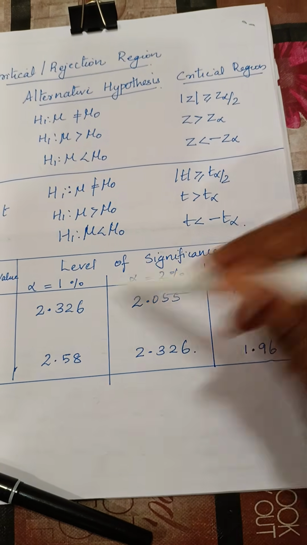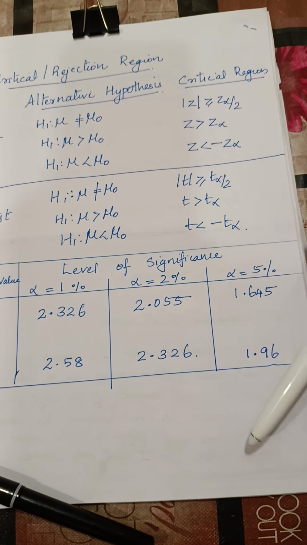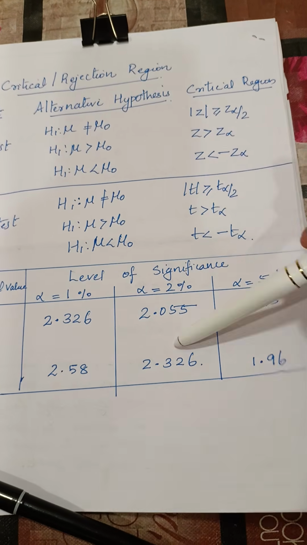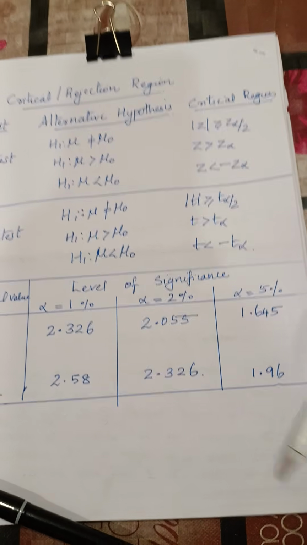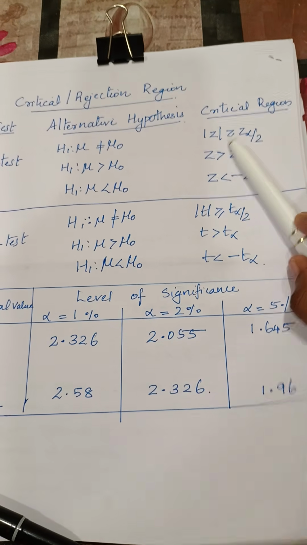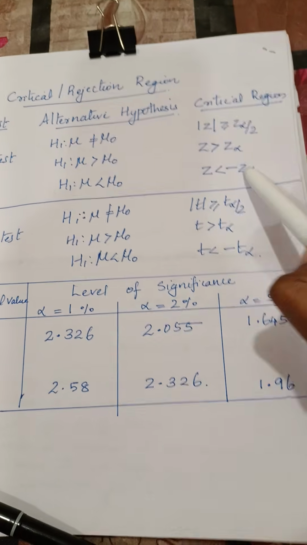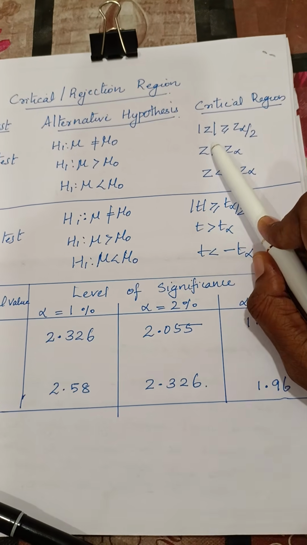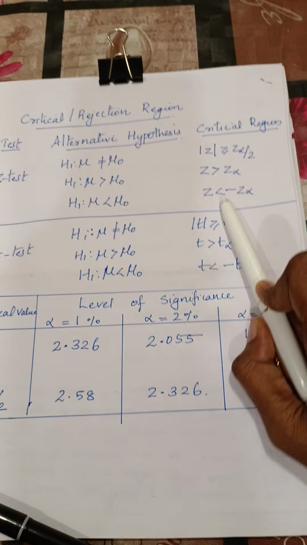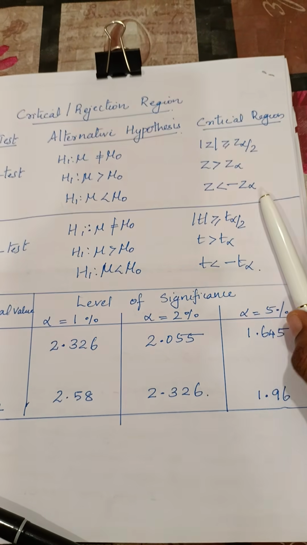So after getting this Z alpha or Z alpha by 2 value, we will be comparing this with our calculated value of Z or t. Whatever the test, Z or t, we will be comparing this critical value with our calculated value. And if the calculated value falls in the rejection region, that means if the value of Z falls exactly in this region, we will be rejecting the null hypothesis, otherwise we will be accepting the null hypothesis.